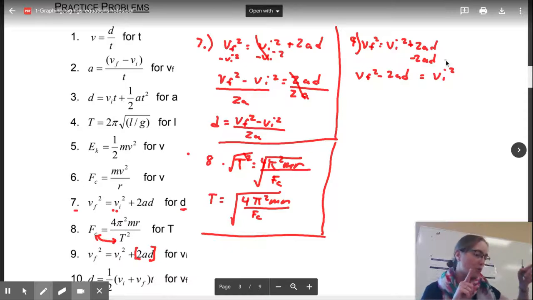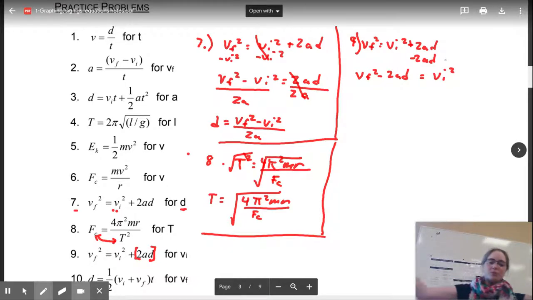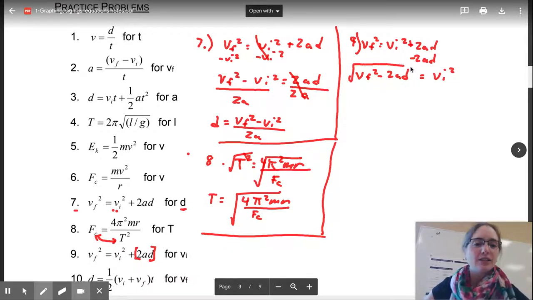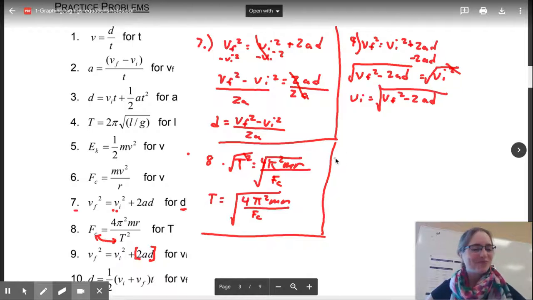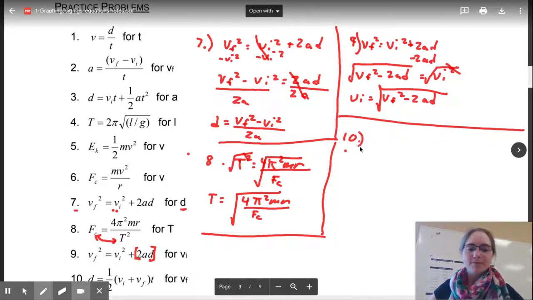What do? Square root. Root both sides, ladies and gentlemen. That will cancel out the squared. And so VI is going to equal the square root of VF squared minus 2AD. Square root the lot. Cool beans? Cool beans. And the last one we're going to go over is number 10.